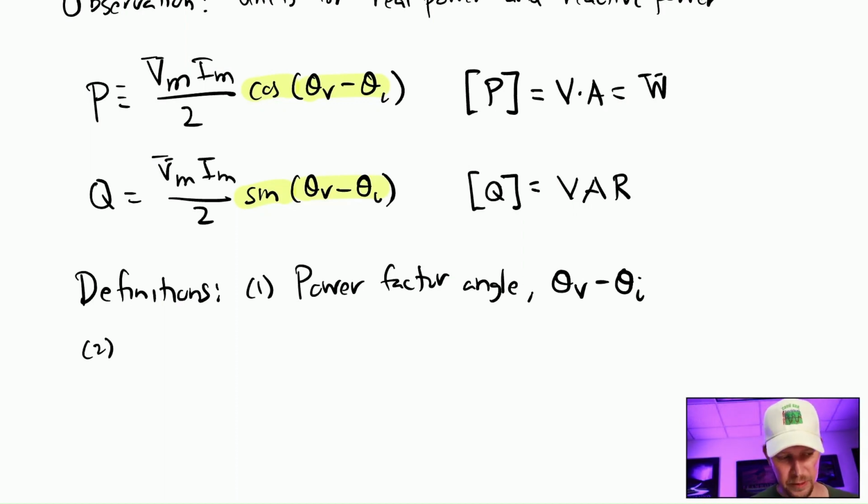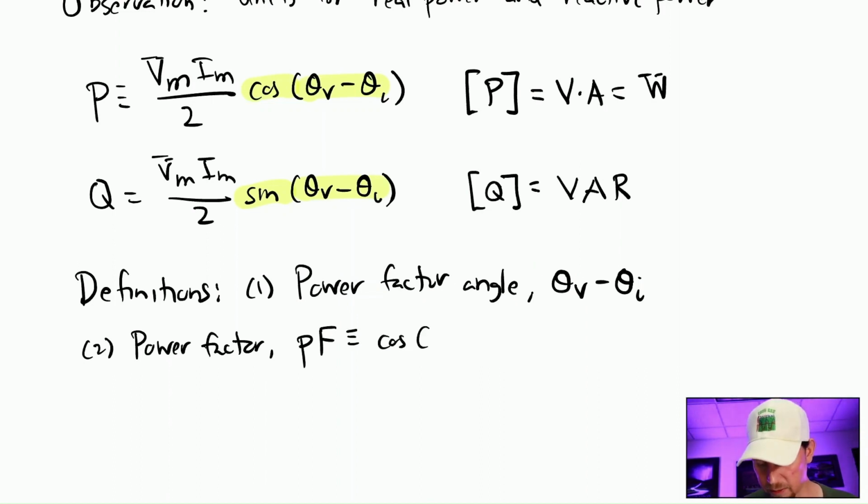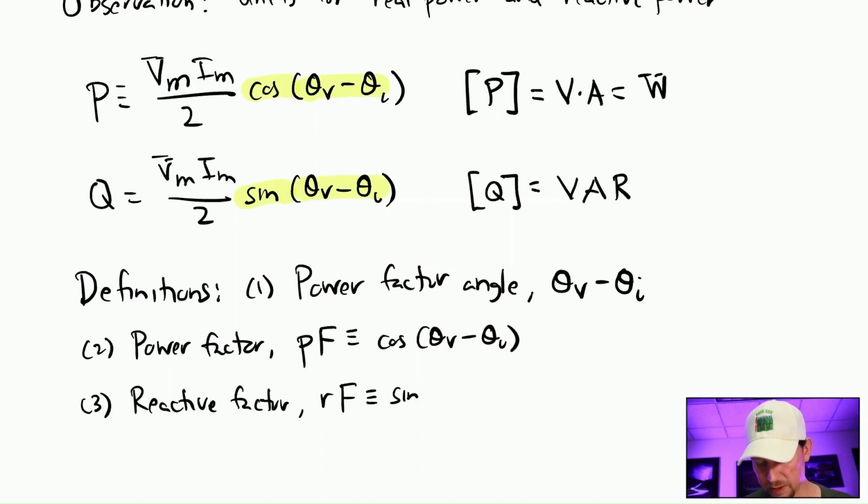So there are two other definitions for those. The next one is that of the power factor, which we use lowercase p, capital F to denote. This by definition is the cosine of theta v minus theta i, while the reactive factor, which we denote as lowercase r, capital F, by definition is the sine of this.